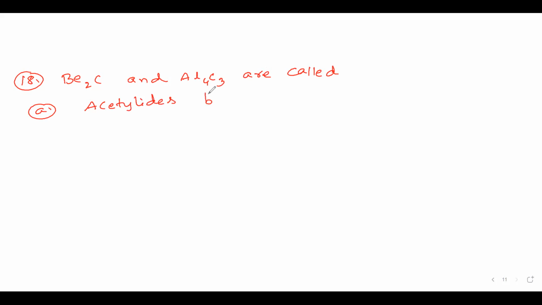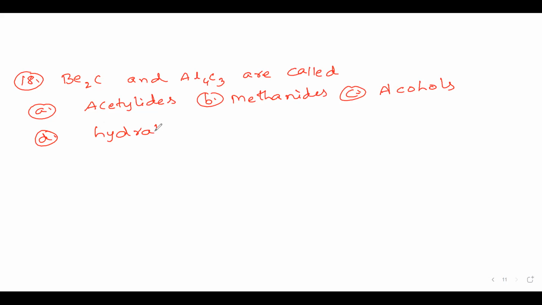Next question, question number 18. Beryllium carbide and aluminum carbide are called as: option A, acetylides; option B, methanides; option C, alkalides; and option D, hydrated isomers.